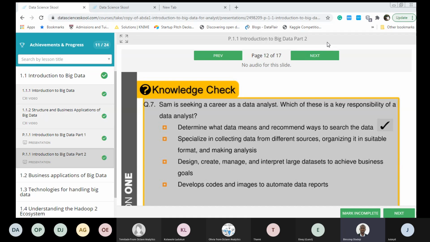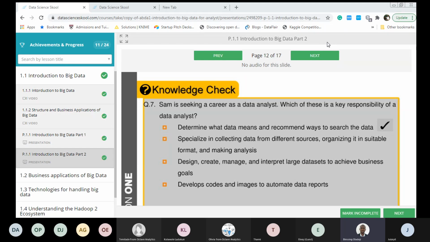There are data analysts in companies whose job is to make sure that the data is available, and they organize it in a suitable format and they analyze the data. That is the B option. There are data analysts who design and create and manage and interpret large data sets to achieve some business goal. But that looks a lot more like what the engineers do.